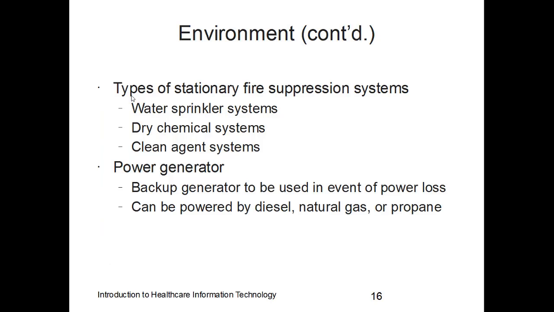When it comes to fire suppression systems, there are different kinds. You can have a standard water sprinkler system. You can have a dry chemical system, or you can have a clean agent system. Power generators: you can always use a backup generator in the event of a loss of power to protect the data. And these can be powered by a diesel engine or natural gas or even propane.